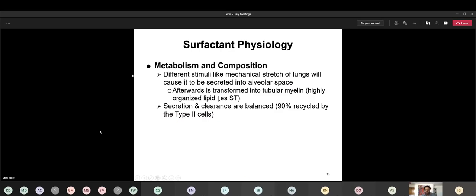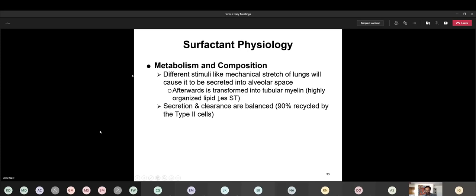Now, metabolism, of course, there are going to be different reasons why surfactant is produced and at whatever particular time it needs to be produced. So in the case of stretch, anytime the lungs are stretching, surfactant will move into the lung space and coat the surface of the alveolus, so that it can interfere with the surface tension between these water molecules. And then when it's no longer needed, it's just reabsorbed back into the system.